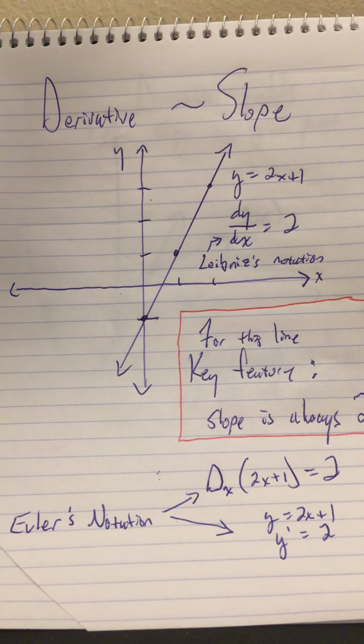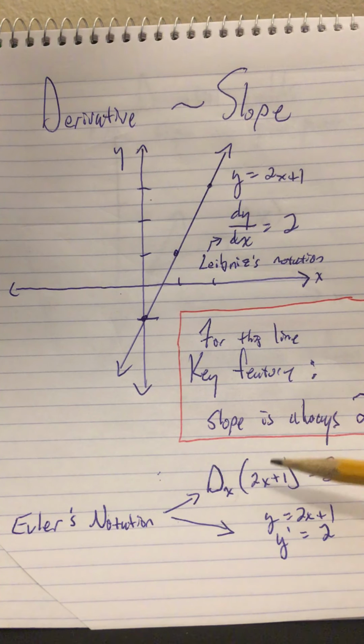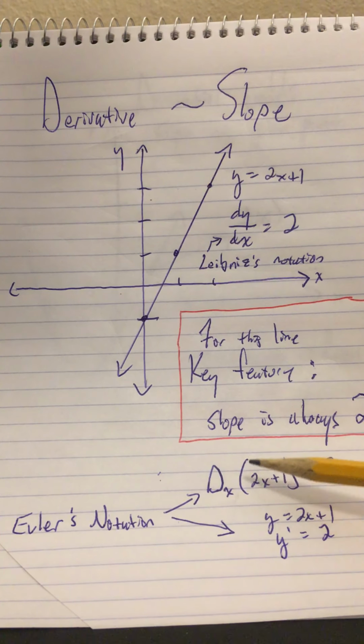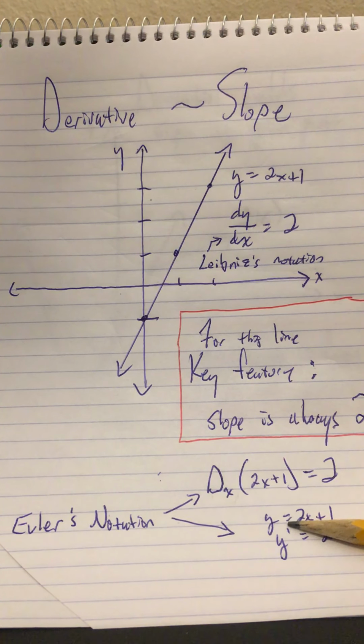Now I want to talk about the notations because they get confusing fast. We have multiple notations. Just get used to the fact that there's multiple notations. Euler invented two notations. One was this capital D, subscript x, letting us know it's the derivative with respect to x, in case there's more than one variable. And so you put the function here, and that means take the derivative of that function. Well, the derivative of this function is 2 because the slope is always 2. Another notation that Euler invented was this prime symbol, y prime. You read this as y prime, or the derivative of y. And the derivative of y is 2 if y is equal to 2x plus 1.